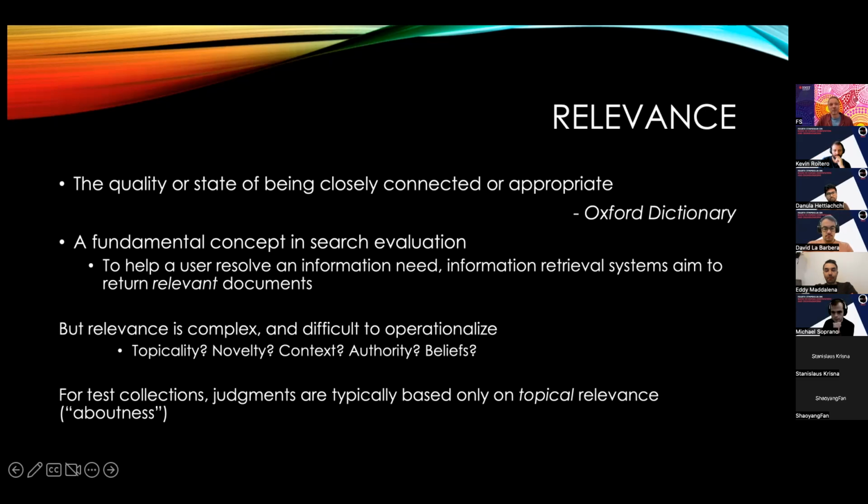However, in information retrieval evaluation, these relevance judgments are typically only made using the first of these, which is topical relevance. This is also called aboutness a lot of the time, because in essence, it's answering the question, is this document about the same thing as the query that was entered? And so why don't we measure all of those other aspects? Well, in the IR domain, a key consideration is that when we do these relevance assessments, we want to make them as reusable as possible.